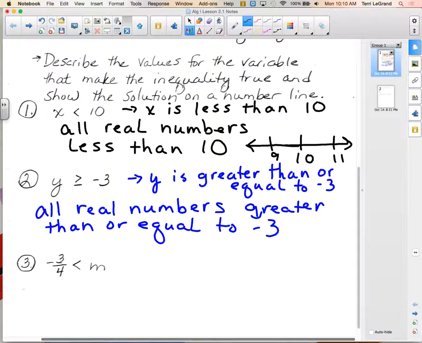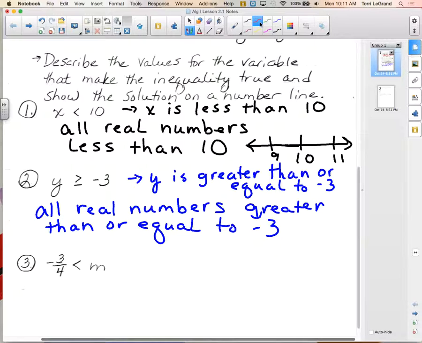So we have to say this is the part of the number line I want to show you, and that's all we're doing right now. We're getting that picture set up. Now we're actually going to graph it. When 10 is not included, anybody know what we have to do?